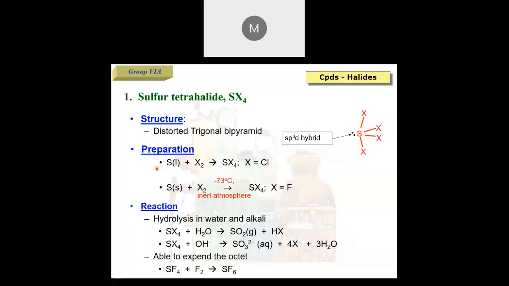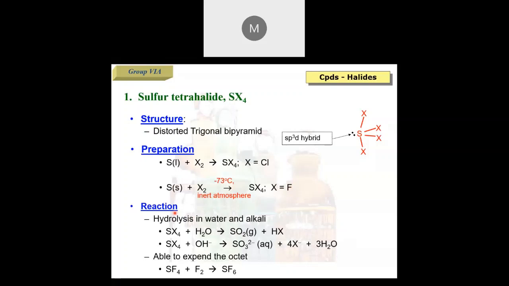For the preparation, it can react directly, by direct halogenation, to form the sulfur tetrahalide for chlorine. But for fluorine, since it's very reactive, the sulfur tetrafluoride has to be made at very low temperature and in an inert atmosphere, because it's too reactive, it can explode, so it's very dangerous.